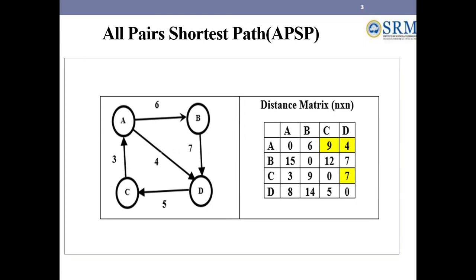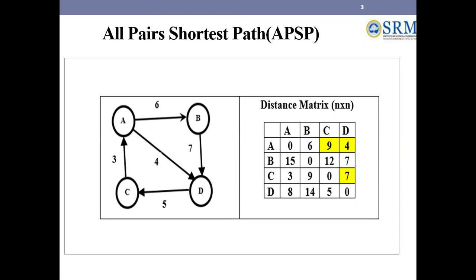And see the graph. What is A to B distance? 6. Then A to C. See the first row, A. This is a directed graph. Edge cost is given. All edge costs or weights are positive. A to C. So there are two paths from A to C. A to B, B to D, D to C. This is one path. Or another path is A to D and D to C. There are two paths.